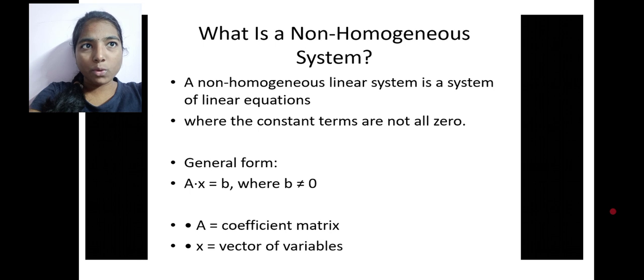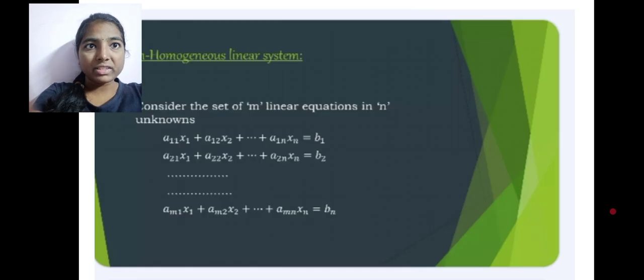So, first, what is a non-homogeneous system? A non-homogeneous linear system is a system of linear equations where the constant terms are not all zero. General form: Ax = b, where b is not equal to 0. What is A? A is the coefficient matrix and x is the vector of variables. We can see the general equation.